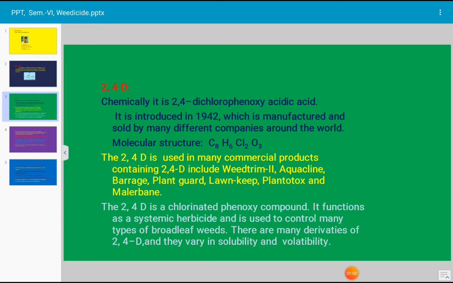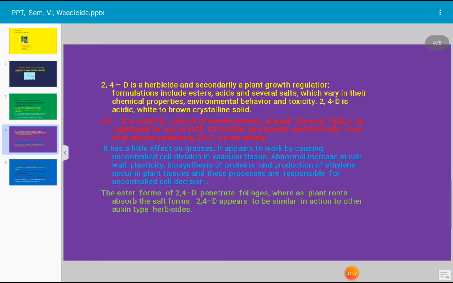2,4-D is used in many commercial products. There are several trade names of 2,4-D, that is Weed Trim Second, Aqua Clean, Barrage, Plant Guard, Lawn Keep, Plantotox and Malerban. These are the trade names of 2,4-D which are sold in the market.